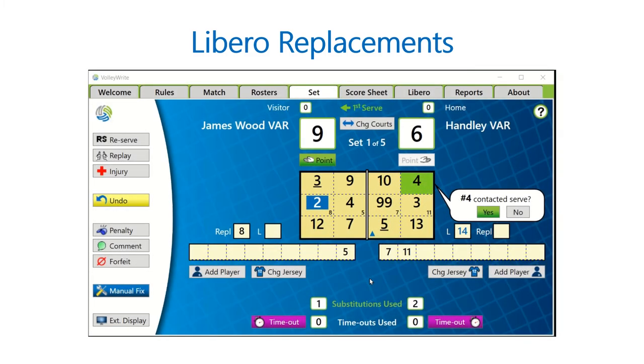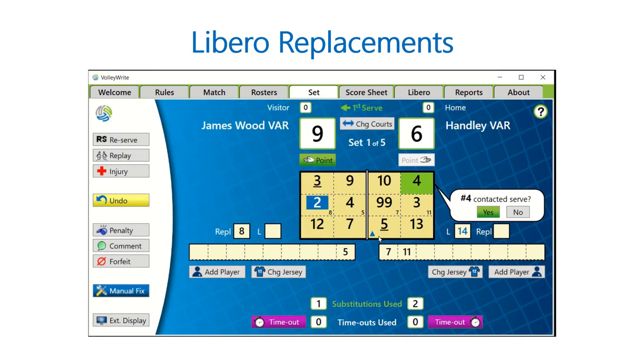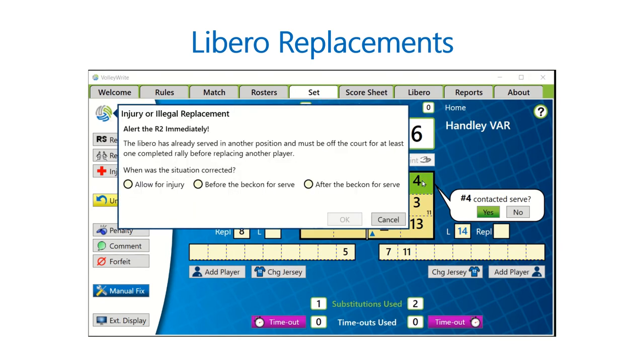If you enter a libero replacement when the libero has not been off the court for a completed rally or has served in a different service position, VolleyWrite will alert you. So get the R2's attention immediately. The dialog will then help you with the consequence to get the match back in progress.